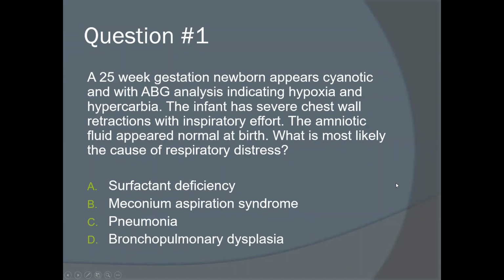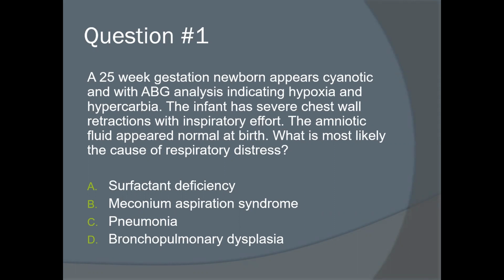A 25-week gestation newborn appears cyanotic, and the ABG analysis indicates hypoxia and hypercarbia. That should say indicates hypoxemia, right? Isn't that what we measure when we do a blood gas? Yeah. We measure the oxygen in the blood, not the oxygen in the tissue. So that should say hypoxemia. The infant has severe chest wall retractions with inspiratory effort. The amniotic fluid appeared normal at birth. What is most likely the cause of respiratory distress? Very good. Letter A, surfactant deficiency.